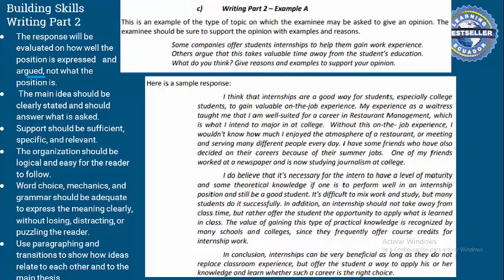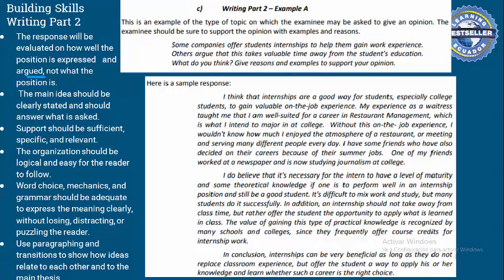And here we have an example of the type of topic you will see in writing part 2. Let's take a look at this example. It says some countries offer students internships to help them gain work experience. Others argue that this takes valuable time away from the student's education. What do you think? Give reasons and examples to support your opinion.